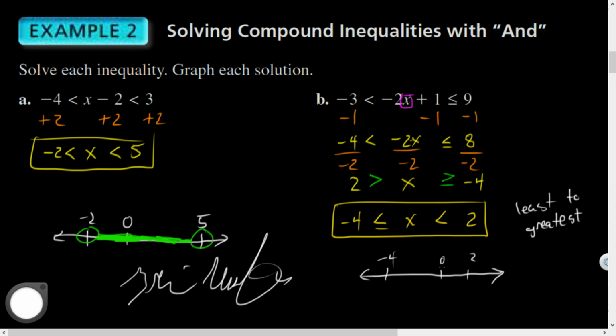Simultaneous solving here. And let's see, this will be solid at the -4, open at the 2, and in betweeniest.